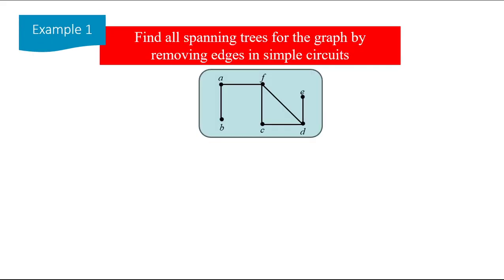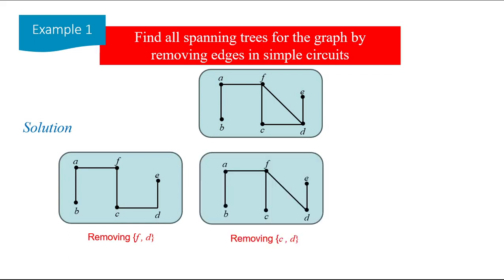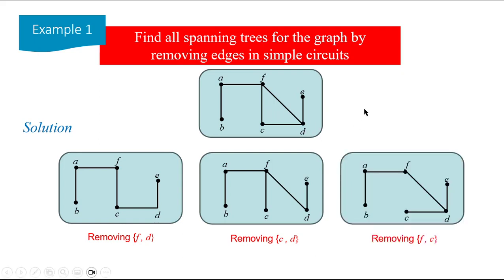Example 1. Find all spanning trees for the graph by removing edges in simple circuits. Now, this one is not a tree, okay? It has a circuit here. So we can remove this edge or this edge or this edge to get a spanning tree. See, this is one option. Removing FD, removing CD, and removing FC.